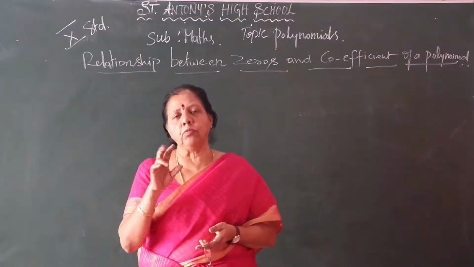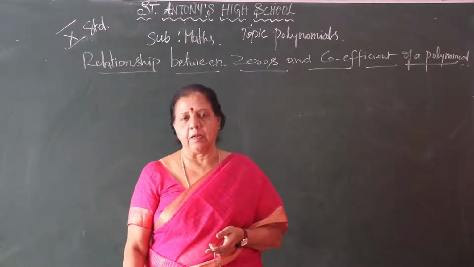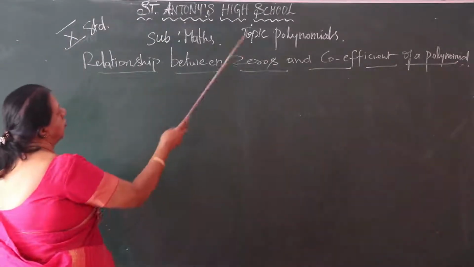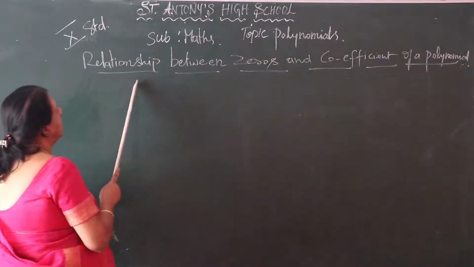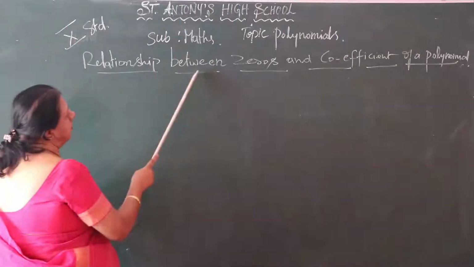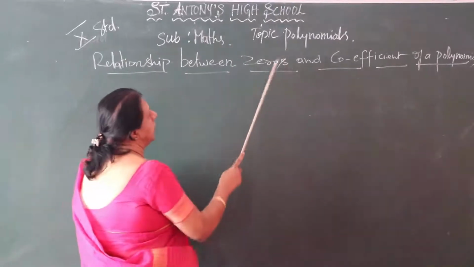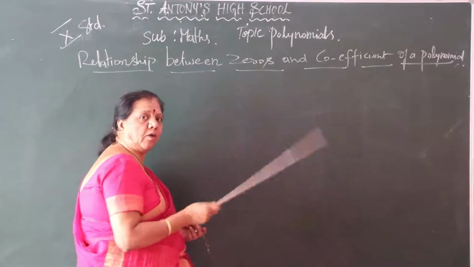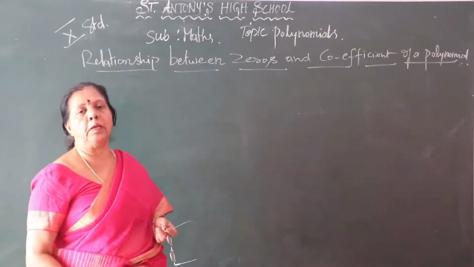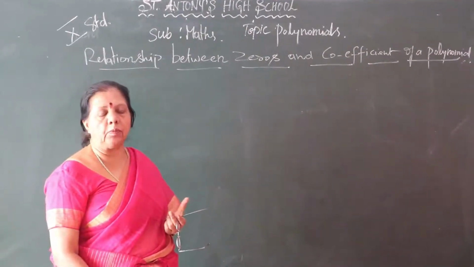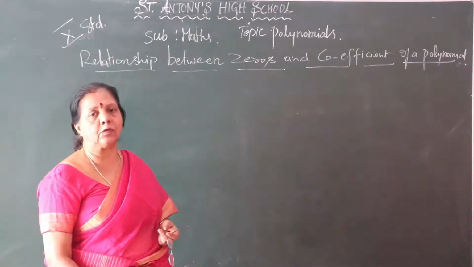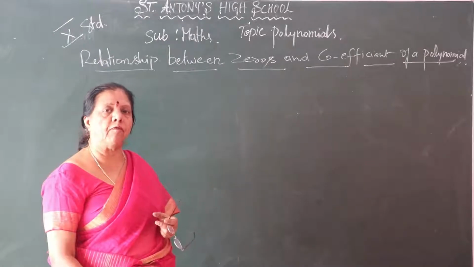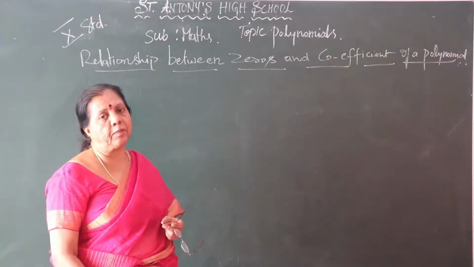How are these two related? The title of the subject is also the same thing. So this is the topic, polynomial. The subtopic is the relationship between zeros and zero polynomial. I already taught the zero polynomial. When x is equal to k, that is p of x is equal to p of k. That will become a zero.